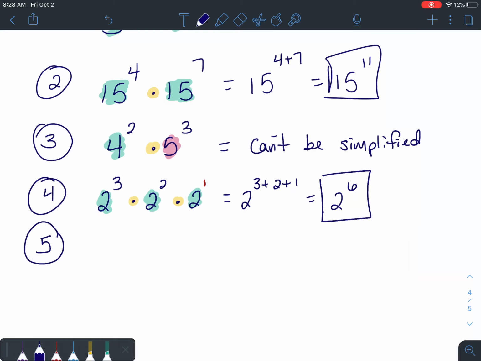We can also do this with variables. So x to the 4th times x to the 7th has the same thing as number 2. So we can see this. We see that we're multiplying. Are our bases the same? Yes, it's x, which represents a number. We have x to the 4 plus 7, which is x to the 11th.